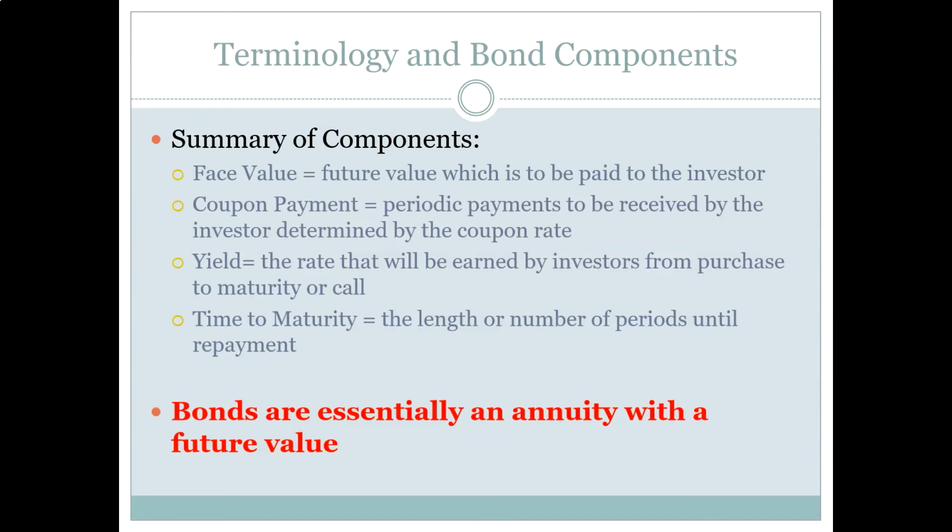And what we just talked about is how all of this different terminology fits within our time value of money. It fits in because the face value is the future value that we're going to get paid back. The coupon payment is the periodic set of payments that we're going to get, and it's determined by the coupon rate. So this is how we figure out our payment. Yield to maturity is the rate that investors are going to earn if they purchase the bond at an intermediate point, and so the yield to maturity is our I/Y. And then the time to maturity is how long we have until the bond is going to be repaid, until it matures, and this is our N.